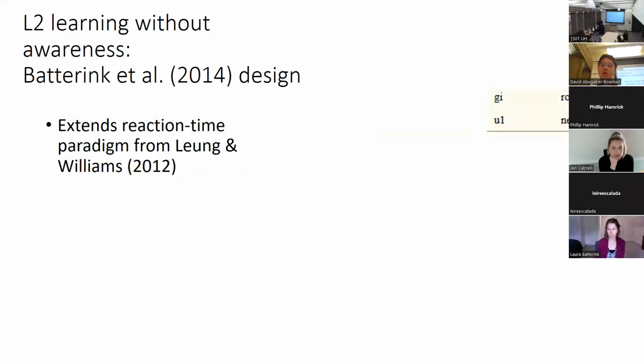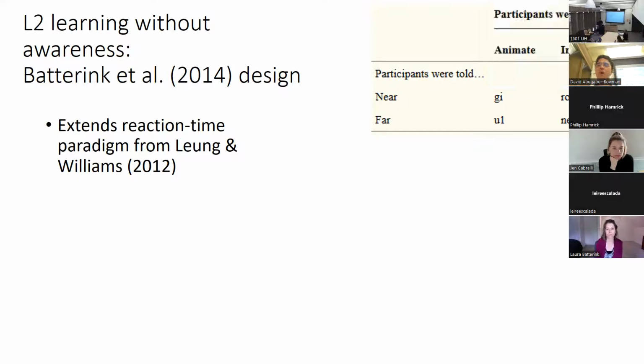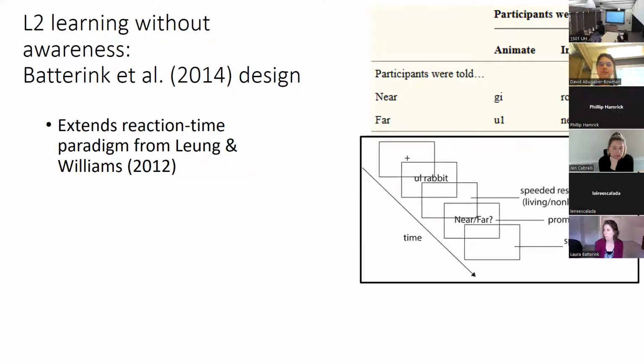Basically, it's a semi-artificial language with the four pseudo words gi, ro, ul, and ne. Participants are told that two of these words go with things that are nearby. Two of these words go with things that are far away. They're not told about a hidden regularity in the experiment, such that two of the words go with living or animate things, and other things go with inanimate or non-living things. Here you can see their trial design.